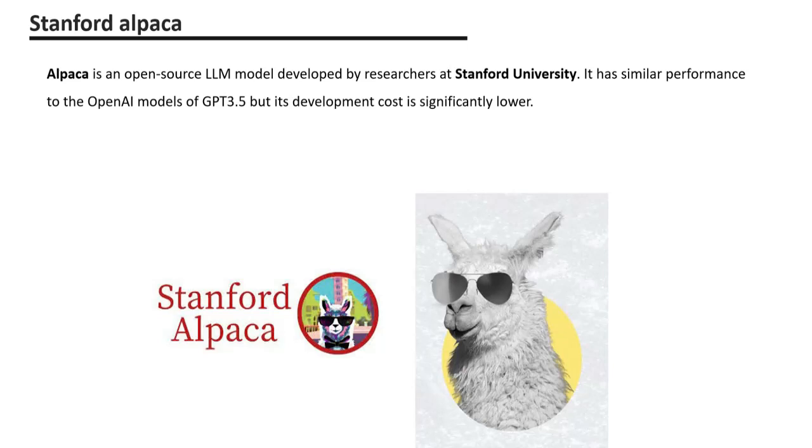Alpaca was developed using over 50,000 demonstrations following the instructions of GPT 3.5. Researchers claimed that it produced comparable results to the OpenAI model. What is most surprising about this model is that it achieved very similar results to the OpenAI model. What's even more impressive is that it achieved similar performance to OpenAI but at remarkably lower development costs. It is estimated to have cost around $600 to produce and train the model, a significant reduction compared to the millions of dollars required to generate the OpenAI models.